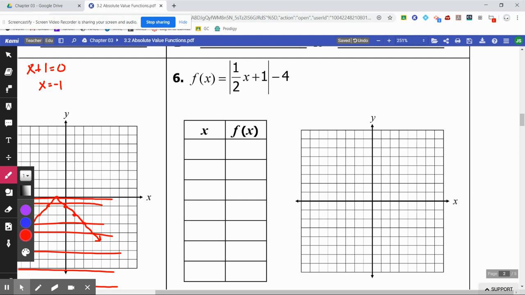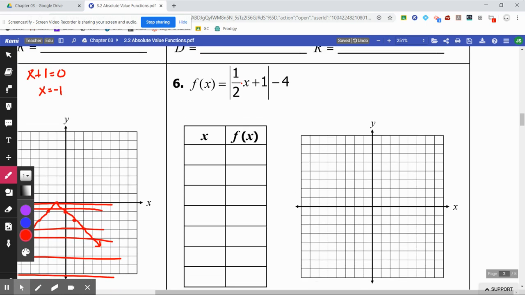With this one, I want to point out, now notice that you're doing 1/2 times x. I encourage you, anytime you have a fraction, especially being multiplied, pick some values it's easy to take half of, or to multiply by a half. So keep that in mind as you're picking your values for x.